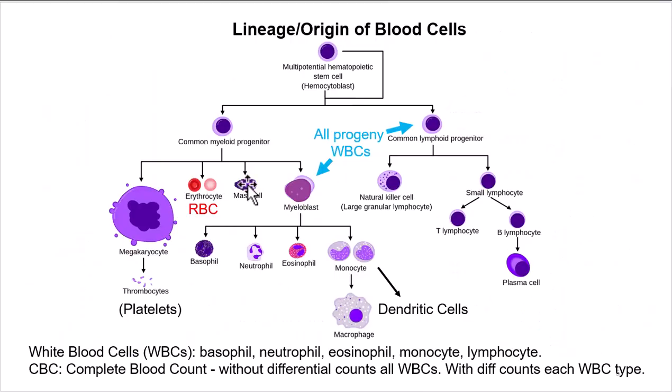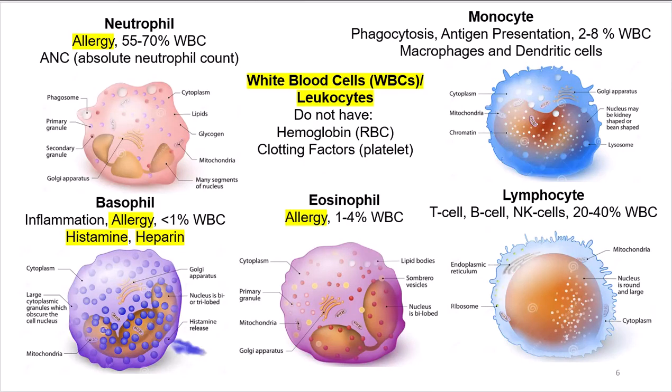What we'll see is that mast cells and basophils, these 2, both release histamine and heparin. The others don't. That's not what they're known for. So that's the white blood cells.